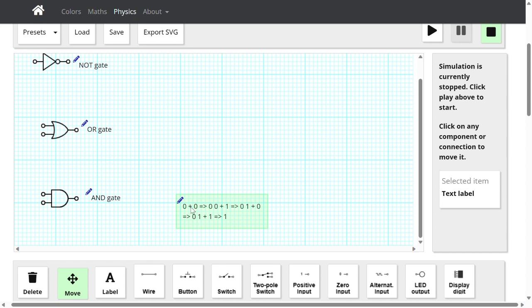So, if we have 0 and 0, which means off and off, it equals off. And if we have off and on, it will equal off. And if we have on and off, we will have off. Now if we have on and on, it will be on, if that makes sense.